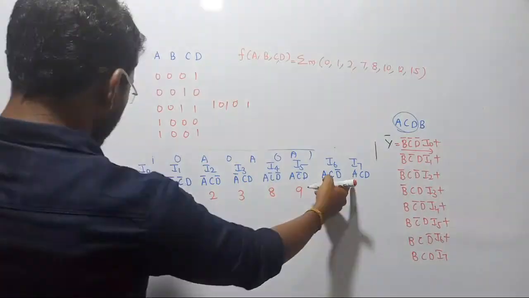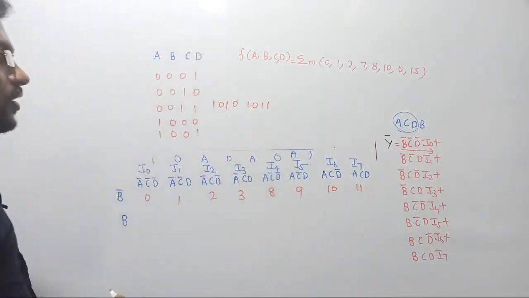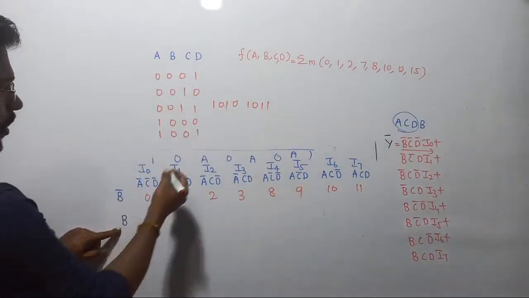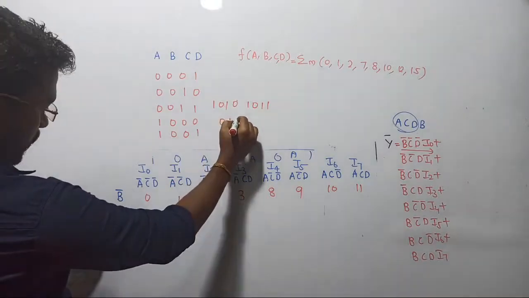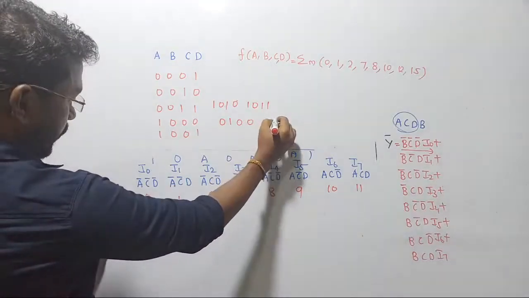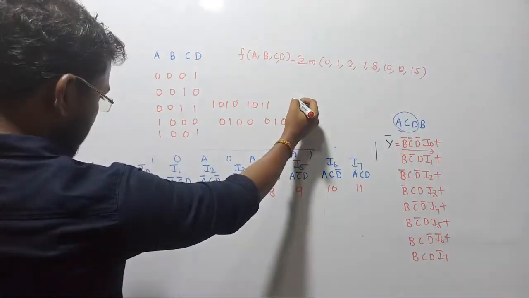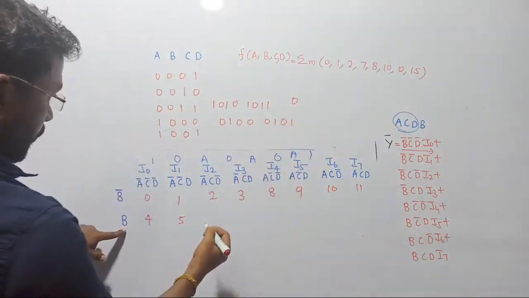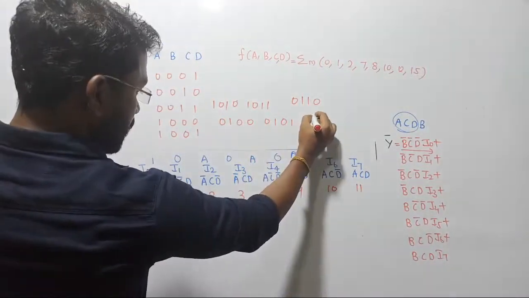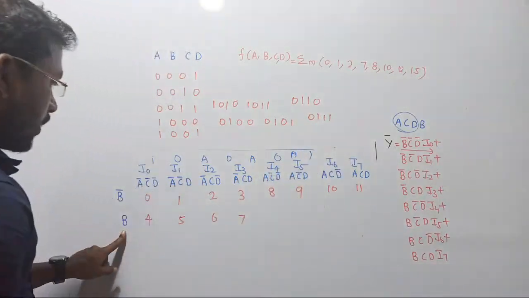A is 1, B bar means 0, C is 1, D also 1, such that we are realizing 11 here. Fine. Let's start with the next one: A bar, C bar, D bar. A bar is 0, B 1, C bar 0, D bar 0. This is 4. Next, A bar 0, B 1, C bar 0, D 1. This is 5. Next, A bar 0, B 1, C 1, D bar 0. This is 6. Next, A bar 0, B 1, C and D both 1, that is 7.